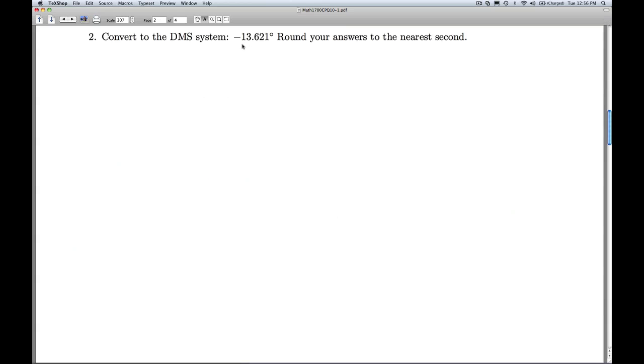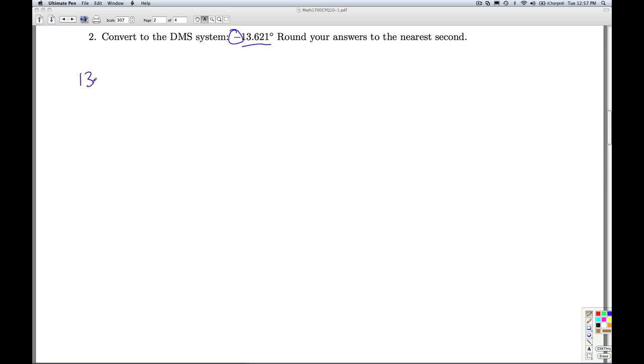Okay, number 2, we're asked to do the opposite. We're given the measure of an angle in decimal degrees, and we have to convert back to degrees, minutes, seconds. So we're just going to ignore the negative for now. We'll put the negative in at the end.